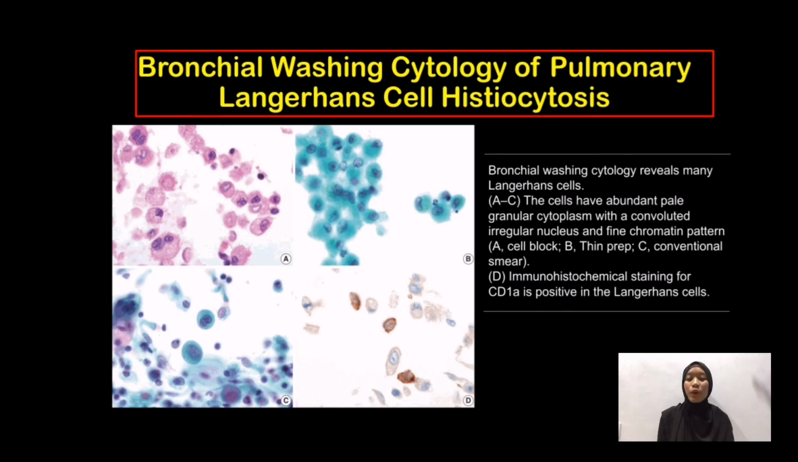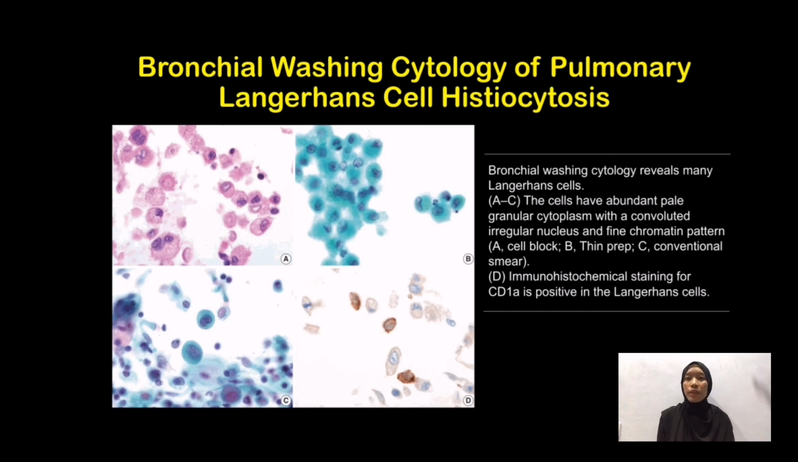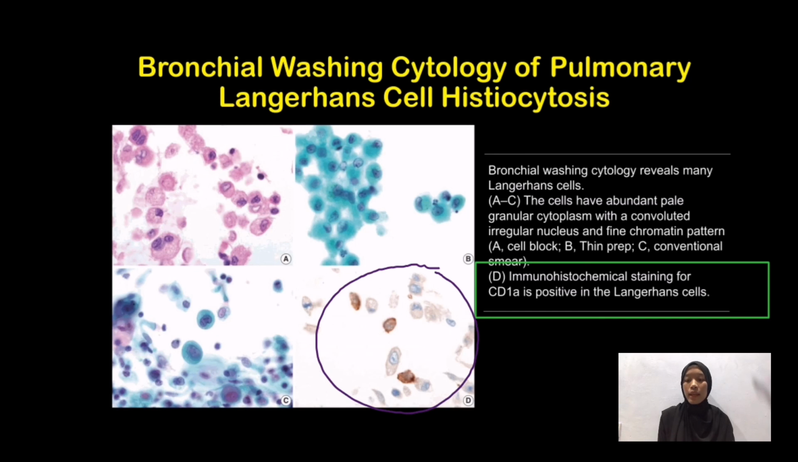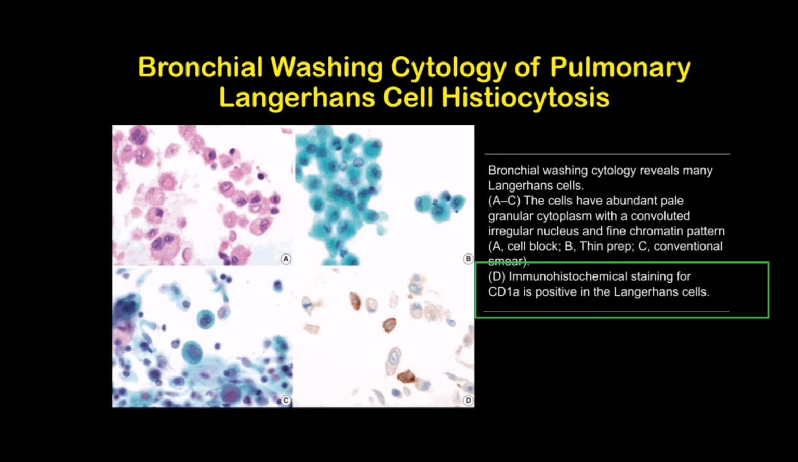The next one is bronchial washing cytology of pulmonary Langerhans cell histiocytosis. The pictures show that the cells have abundant pale granular cytoplasm with a convoluted irregular nucleus and fine chromatin pattern. A is cell block, B is thin prep, C is conventional smear, and D is immunohistochemical staining for CD1a, which is positive in the Langerhans cells.